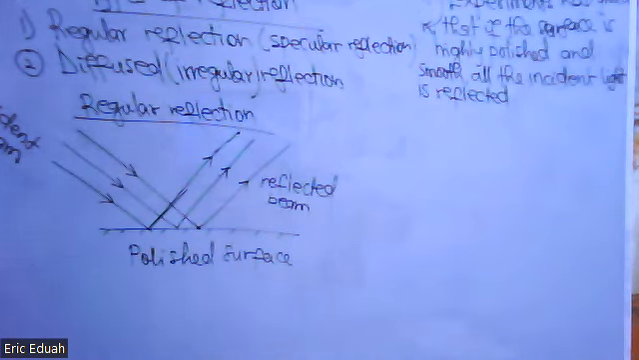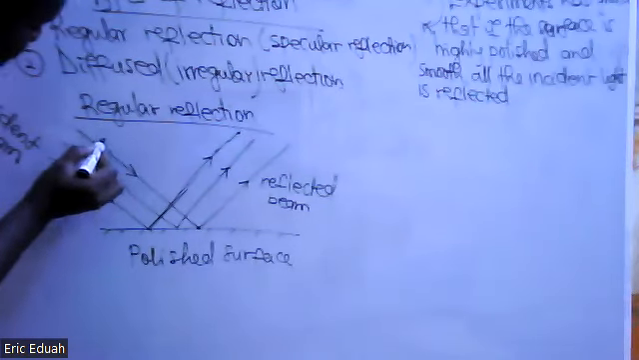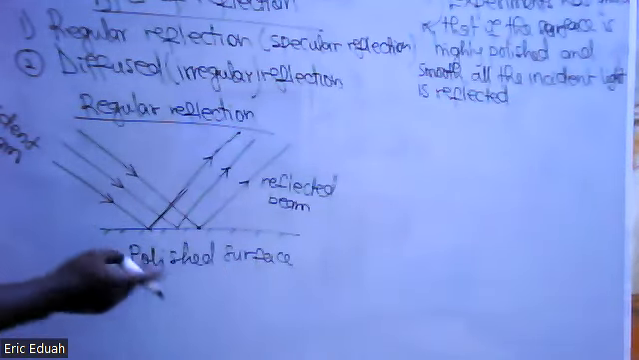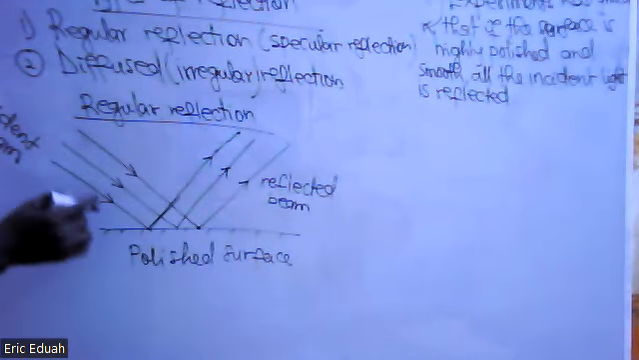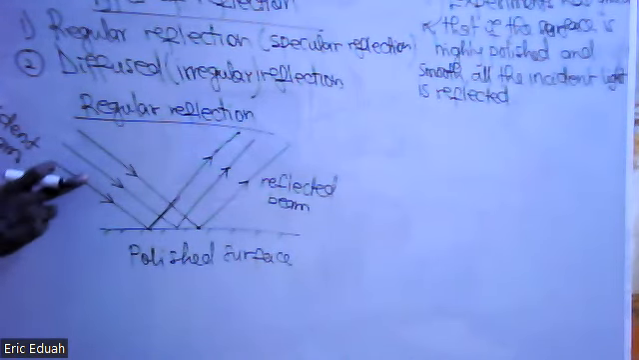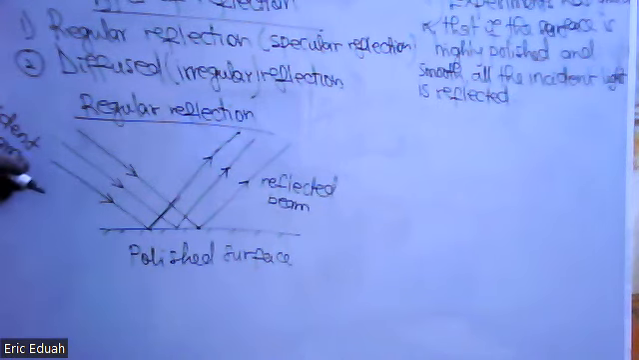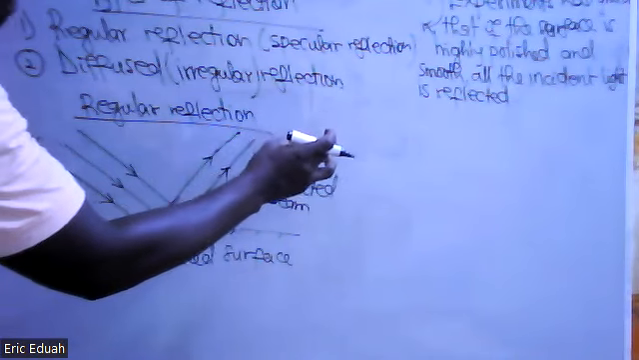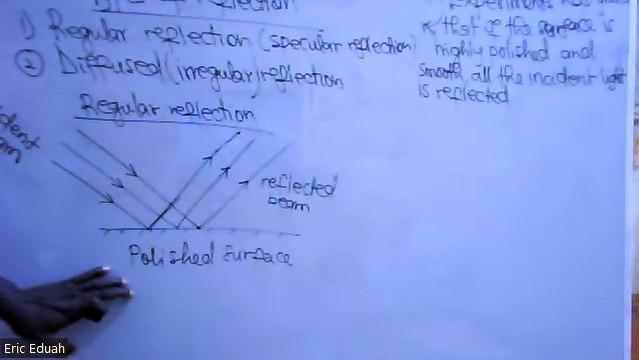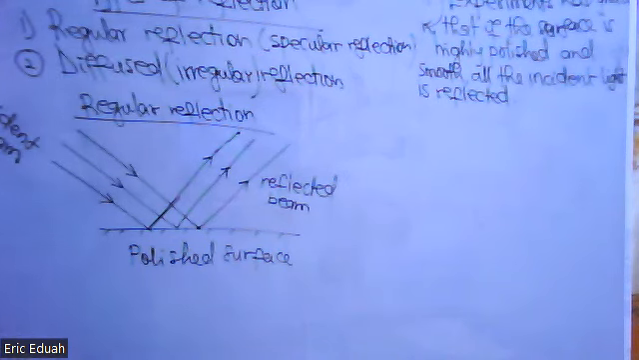Because the surface is well polished, every single incident ray or light is reflected. So we have the incident beam, and then the reflected beam, and this is what we call regular reflection. Please, what have you written at the left side? This is the incident beam, and then this is the reflected beam.